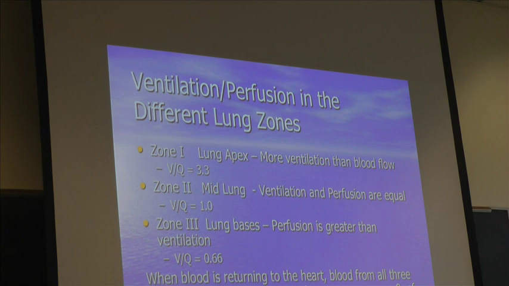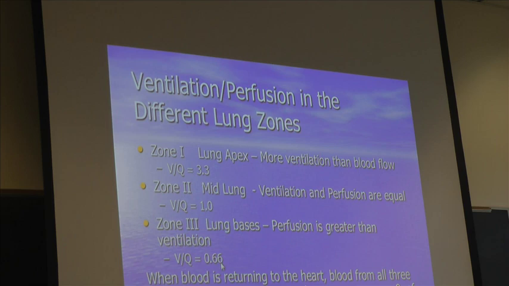Then you look at zone three in the lung bases. There's actually more perfusion, more blood flow, than there is ventilation in the bases. There's more perfusion than there is ventilation. And when we compare the two, we have a number less than one.